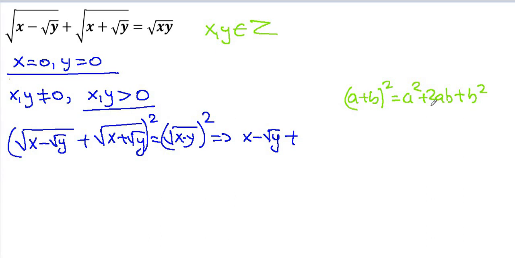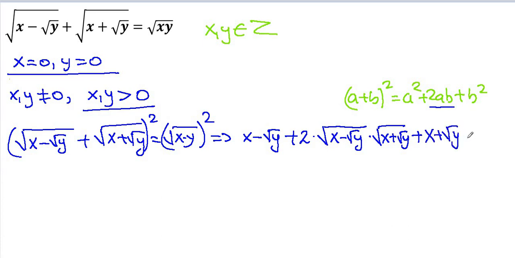And plus, according to this formula, I have to write here 2 times and multiply these two expressions. Therefore, square root of x minus square root of y times square root of x plus square root of y. And plus, so here square root of x plus square root of y to the power of 2 gives us simply x plus square root of y, which is equal to here simply xy. And now here I have to multiply these two roots. By using the following formula, I can easily multiply.